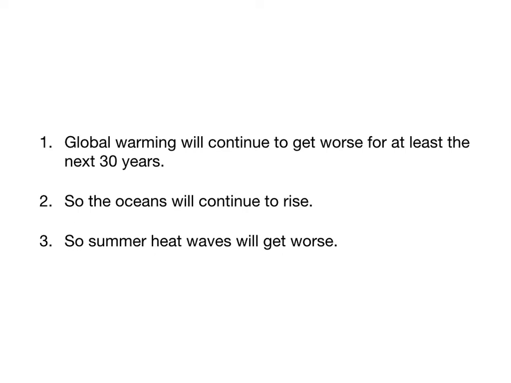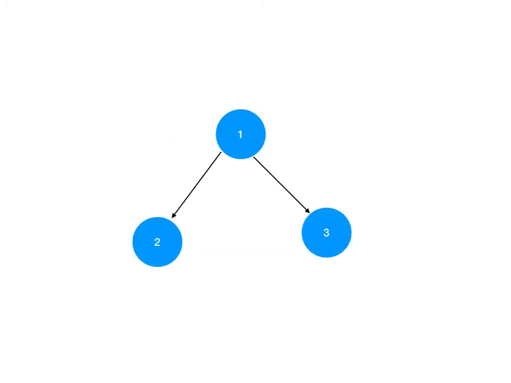So, global warming will continue to get worse for at least the next 30 years. So the oceans will continue to rise. So summer heat waves will continue to get worse, right? If you had to diagram it, the diagram looks like this. One premise leads to two conclusions.